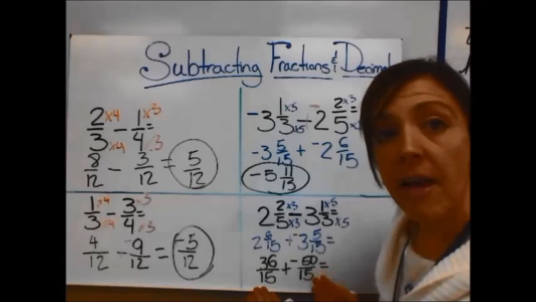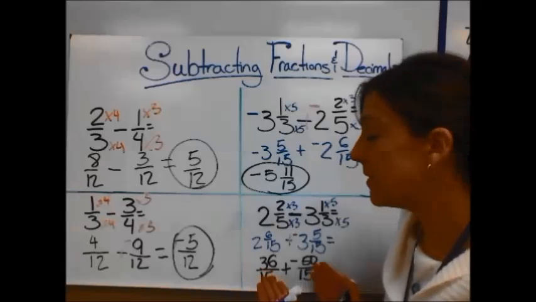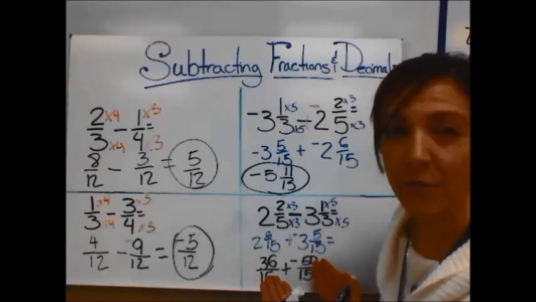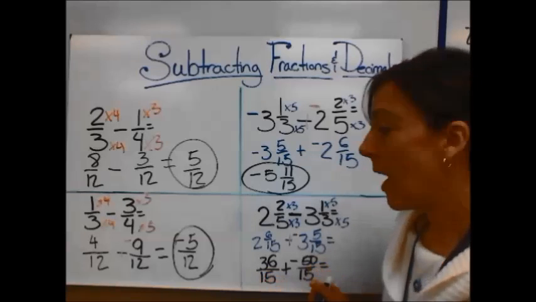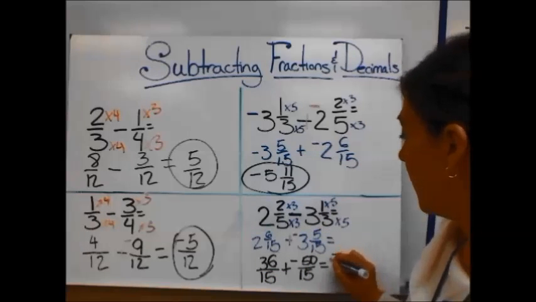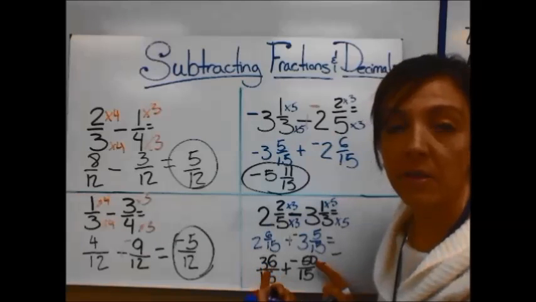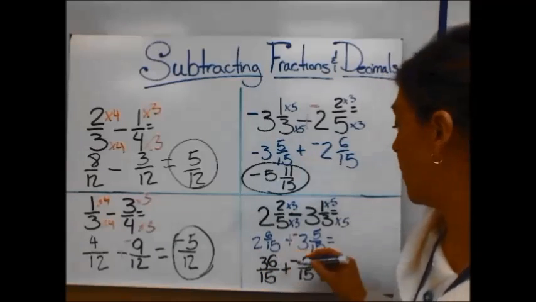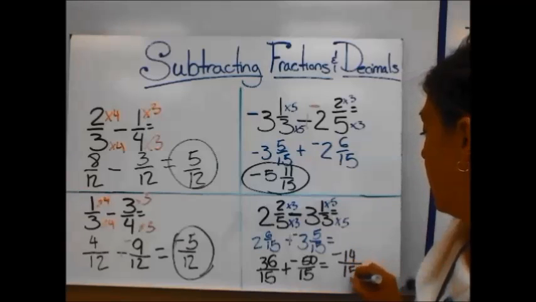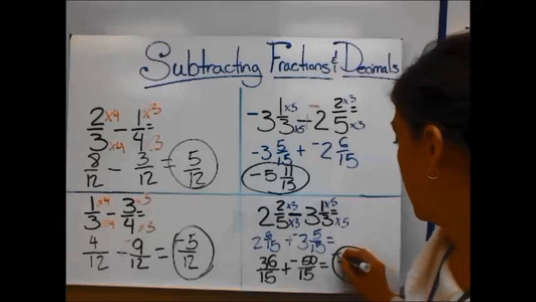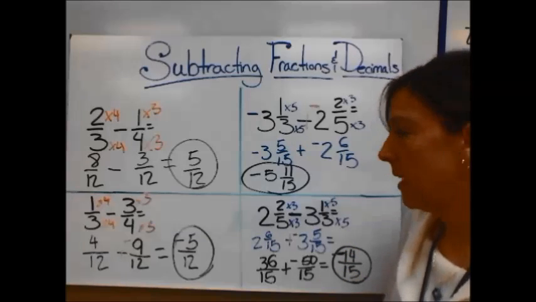When you add a positive and a negative, ask which one has more. Is there more positivity or negativity? In this case, there's more negativity. There's 50 negatives and 36 positives. So I know my answer is going to come out to be negative. And then what's the difference between 36 and 50? I'm going to take 36 away from 50, and that leaves me with 14. So my answer is a negative 14 fifteenths.